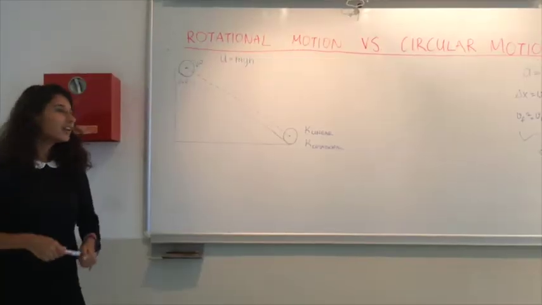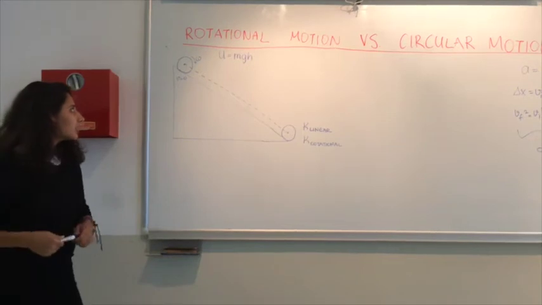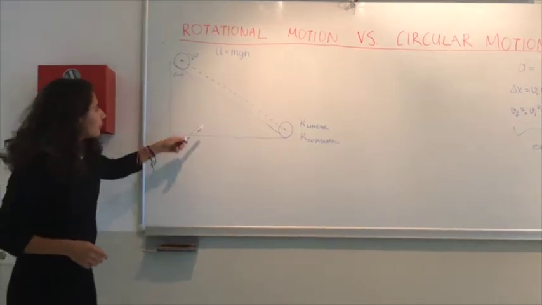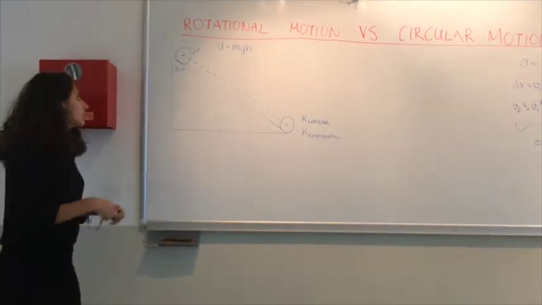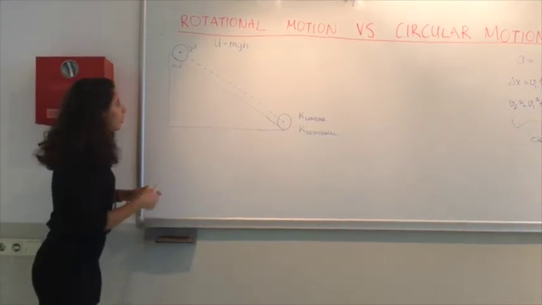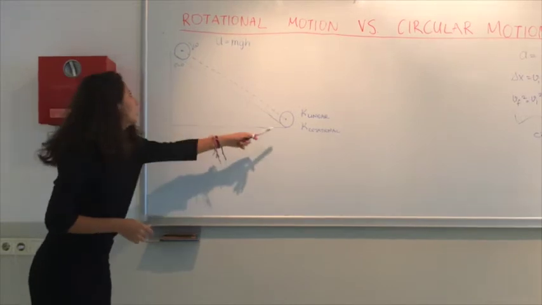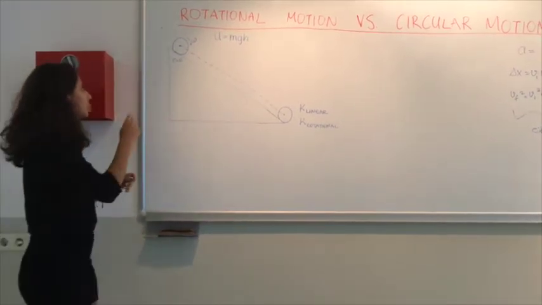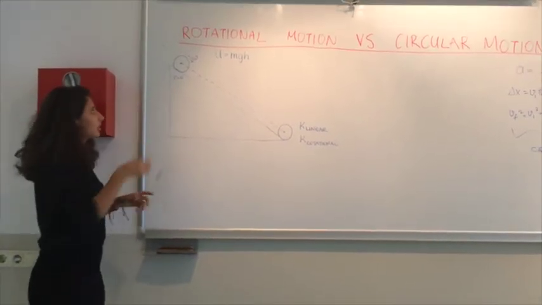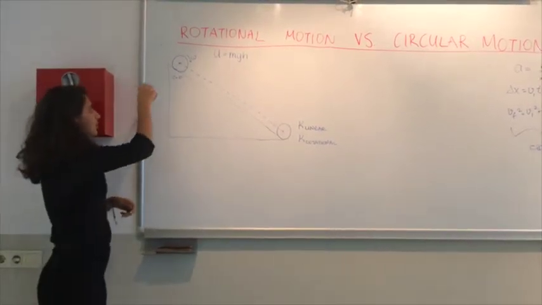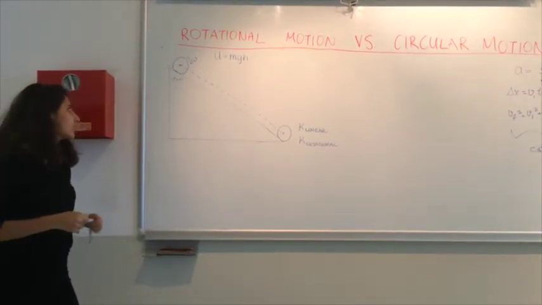Okay, let's think of a ball or a cylinder rolling down an inclined plane. The center of mass of the ball is doing a linear motion here. But at the same time, the ball is doing a rotational motion about its own center of mass.